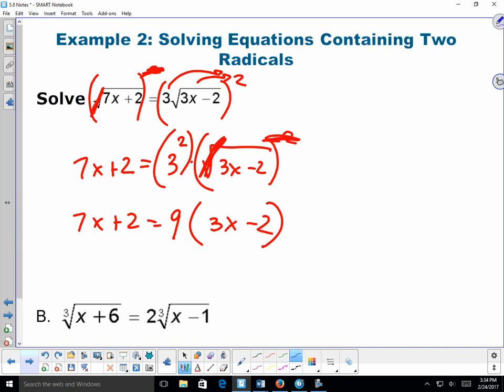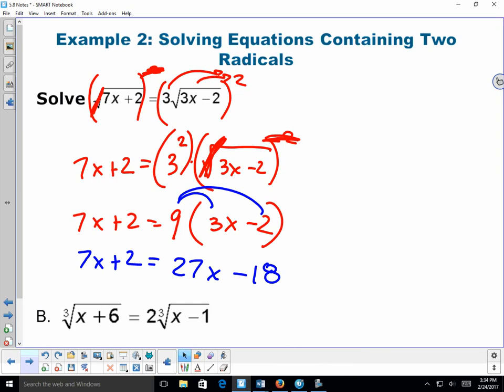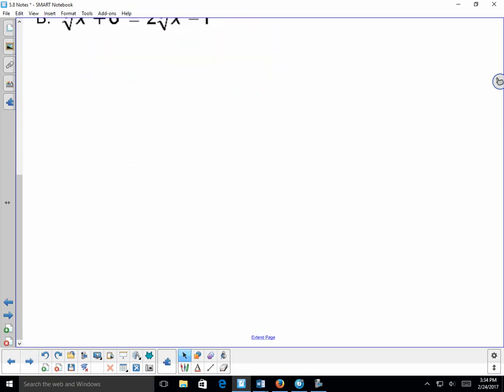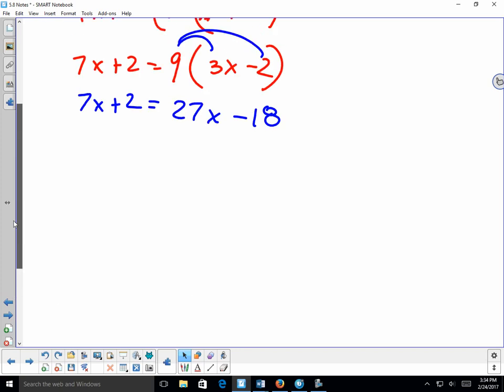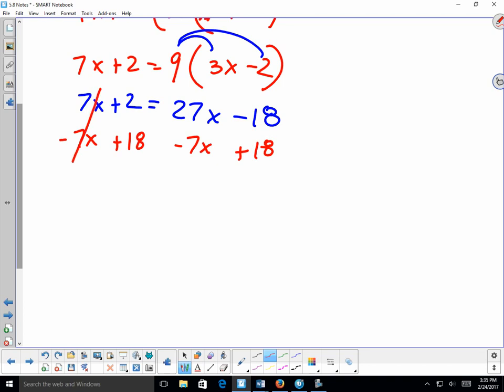All right, I can distribute the 9, so I get 27x minus 18 equals 7x plus 2, and then I need a little bit more room to work here. Didn't want that to pop up. Okay, and then finishing this up, we're going to group our like terms together. I'll subtract 7x from both sides, and I'll add 18 to both sides. When I do that, I end up getting 20 on the left equaling 20x on the right. And so I divide both sides by 20, and I get x equals 1.